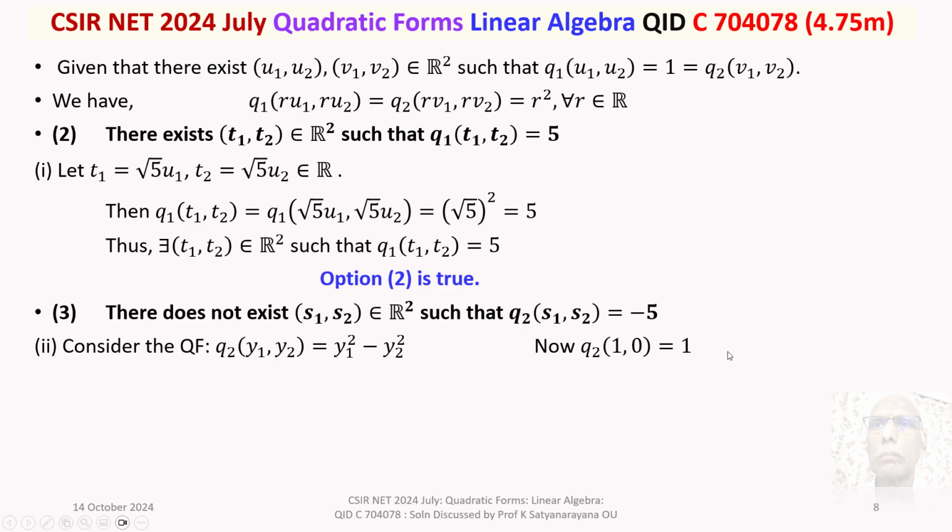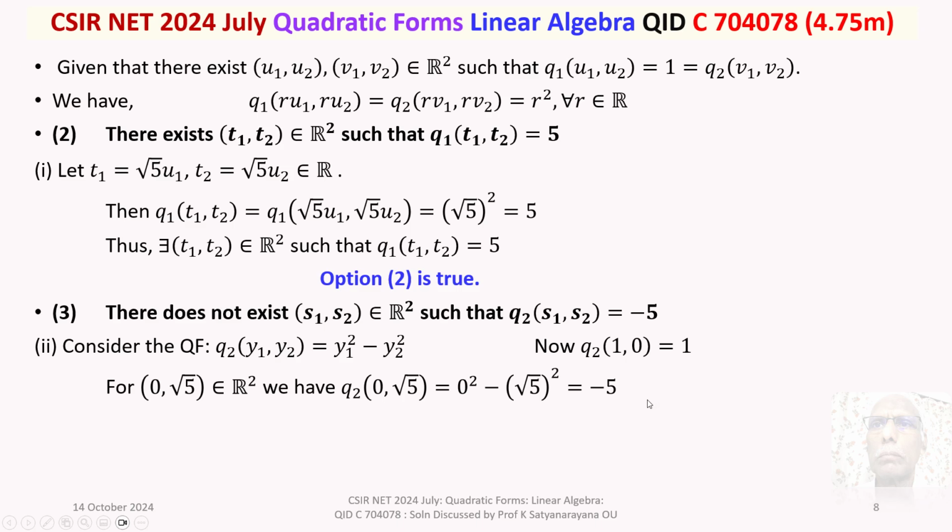So this is satisfied. Now for (0, root 5) belongs to R square, we have Q2. The value of Q2, the quadratic form at (0, root 5), is equal to, substituting in y1 square minus y2 square, y1 is equal to 0, y2 is equal to root 5. So 0 square minus root 5 square, that is minus 5.